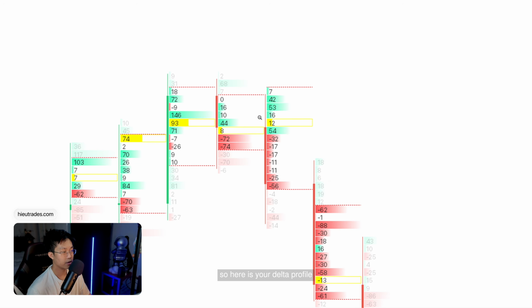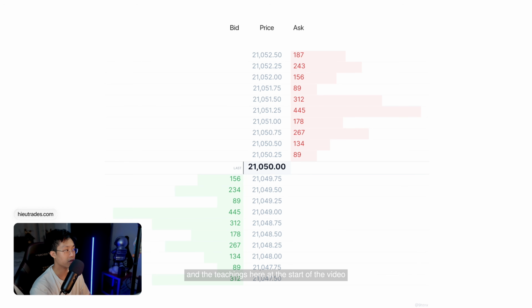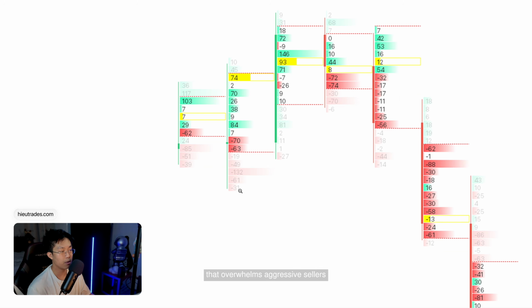The next concept is absorption, and this is one of the most powerful signals for a market reversal. And this is the main concept you're going to look out for on your footprint chart. So here is your delta profile, delta showing you again the difference between aggressive buyers hitting the ask and aggressive sellers hitting the bid. Based on your depth of market and the teachings here at the start of the video, if you have a lot of aggressive buying that overwhelms aggressive sellers, you would anticipate for price to continue moving higher. Vice versa, if you have a lot of aggressive sellers in comparison to aggressive buyers, you would anticipate for the candle and price action to reward those aggressive sellers and continue moving lower.